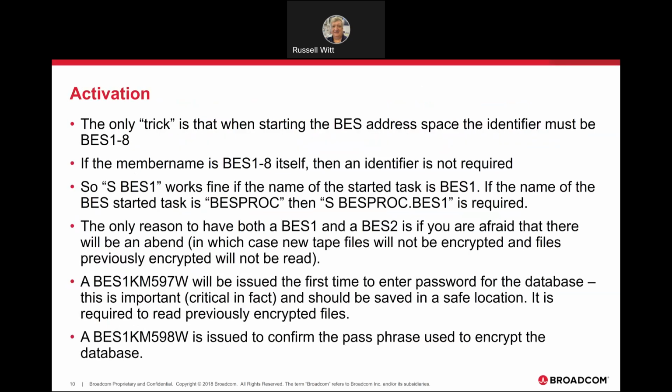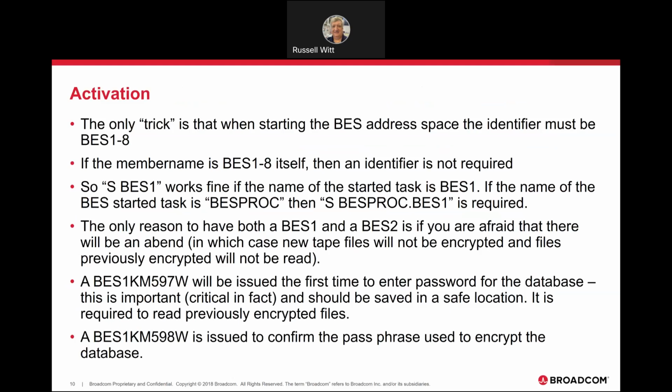Now, activation. The only trick is that when you're starting up the BES address space, the identifier must be BES1, BES2, BES3, all the way up to BES8. The member name itself is BES 1 through 8. If the member name is BES 1 through 8, then the identifier is not required. So an S space BES 1 works fine if the name of the started task is BES 1.